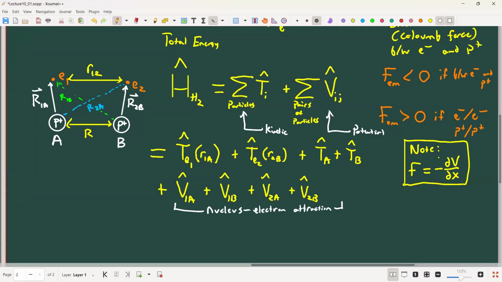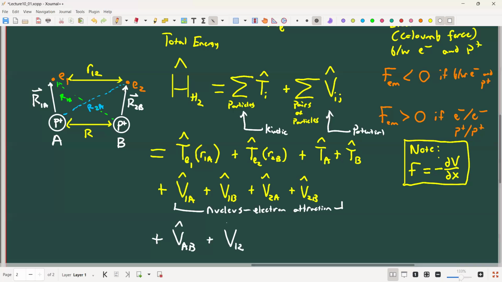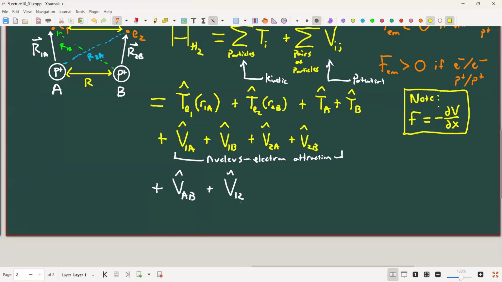And then we have these 2 repulsive terms. We have VAB, and we have V12, right? Electron-electron repulsion. And this is nuclear repulsion.